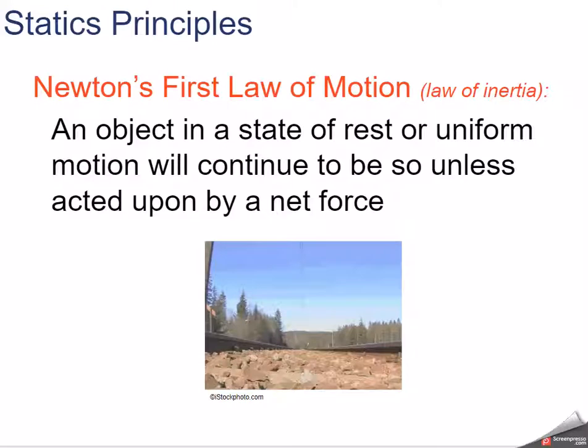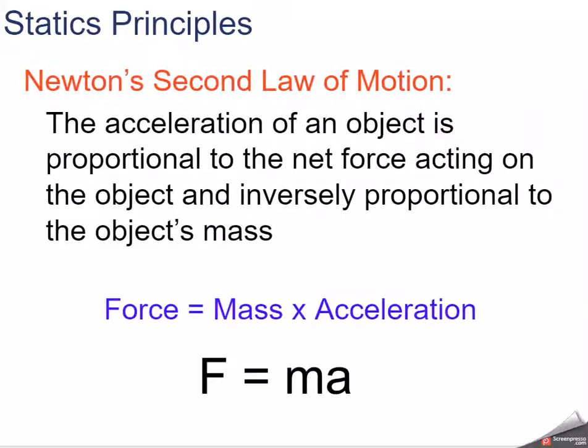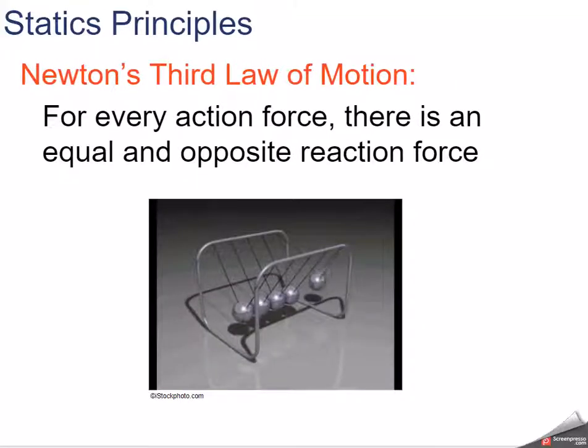So we're looking at the different principles. Newton's first law of motion: an object in a state of rest or uniform motion will continue in that motion till it's acted upon by another force. Second law of motion: the acceleration of an object is proportional to the net force acting on the object and inversely proportional to the object's mass. Or, just the formula, force equals mass times acceleration. And then the third law of motion: for every action force, there's an equal and opposite reaction force.